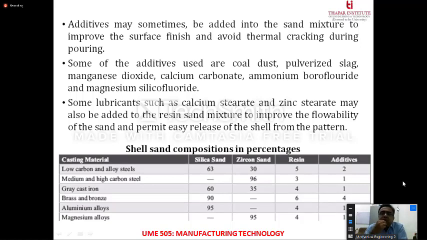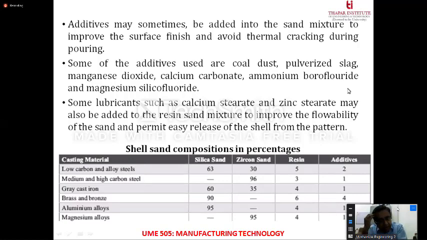Lubrication is required so as to ensure that the sand particles flow very easily and comfortably across the mold, inside the mold box. That is a very important aspect. So what we do is use calcium stearate and zinc stearate as a lubricant, depending upon the type of metal that we are casting.